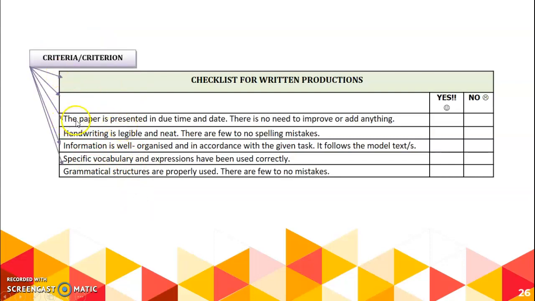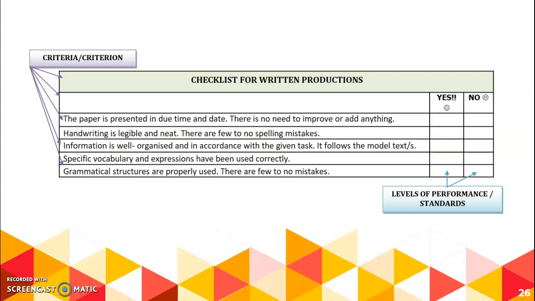Okay, so here we have the criteria. The paper is presented in due time and date. There's no need to improve or add anything. Handwriting is legible and neat. There are few to no spelling mistakes. Information is well organized and in accordance with the given task. It follows the model texts. And the levels of performance, only 2. Yes, binary decision, yes or no.